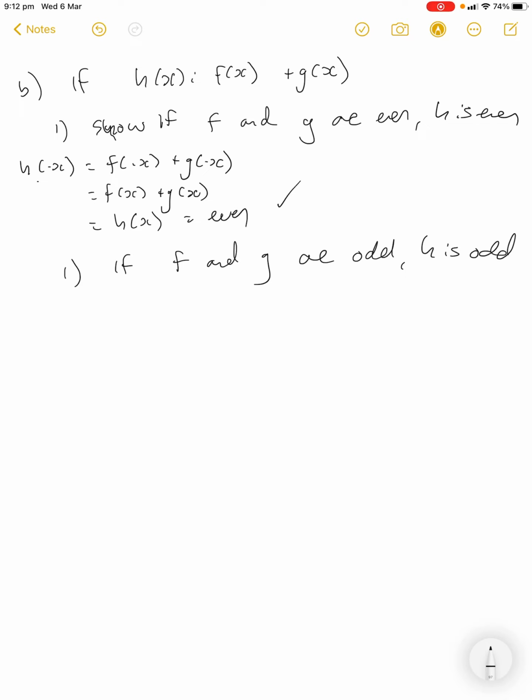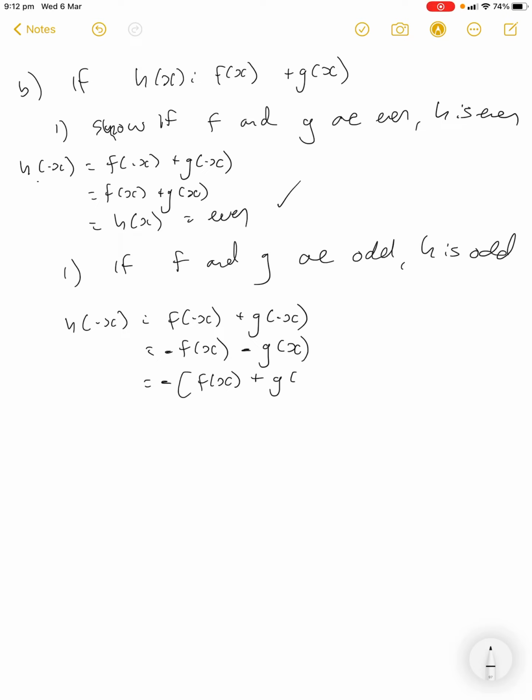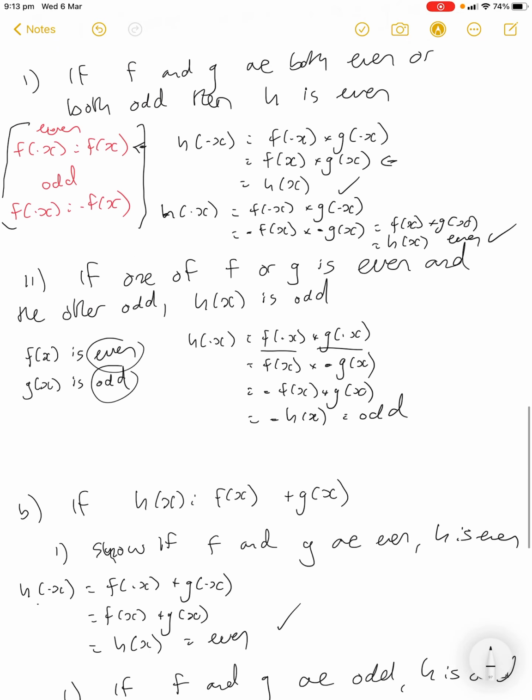Happy with that. And now we're going to say if they're both odd, h is odd. So let's put the substitution straight in. Now we know that if they're odd, then f of negative x plus g of negative x equals negative f of x minus g of x. Plus a minus makes a negative. I can factorize a negative out of both of those. And look what we're left with: negative h of x, which means it is odd. And that's just a bit more of the theoretical properties of our even and odd functions.